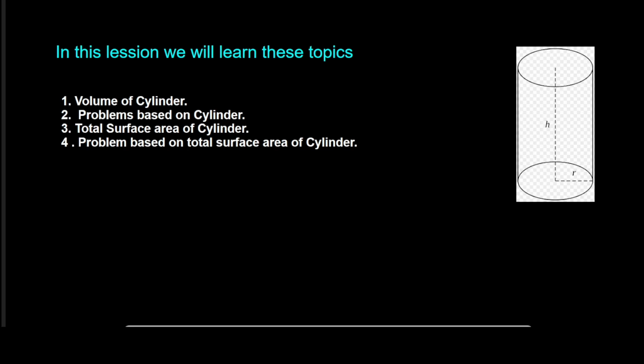In this lesson, we will learn the volume of a cylinder and the total surface area of the cylinder. We will cover these topics in this lesson. The first topic is volume of cylinder, and the second one is problem based on the cylinder. Third one is the total surface area of the cylinder. The fourth one is problem based on the total surface area of cylinder.